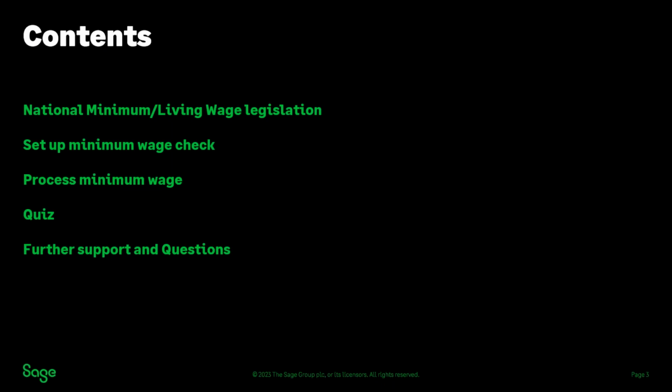Let's take a look at what we're going to cover in the webinar. So we'll start with a very brief introduction to national minimum and living wage legislation, and we'll run through the current rates of pay. And then we're going to move into a product demo. So I'm going to show you how to set up the minimum wage check in Sage 50 Payroll, which you can use for your hourly paid staff. And we're going to process some minimum wage employees, running through various scenarios where you'll be prompted to make adjustments to the pay when they're being paid less than the minimum wage.